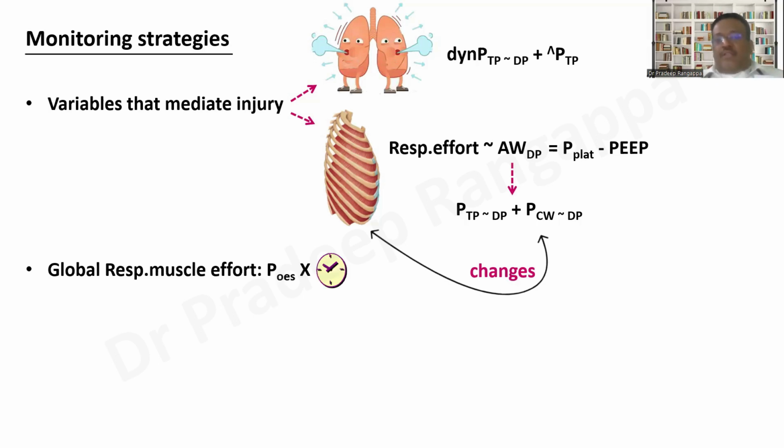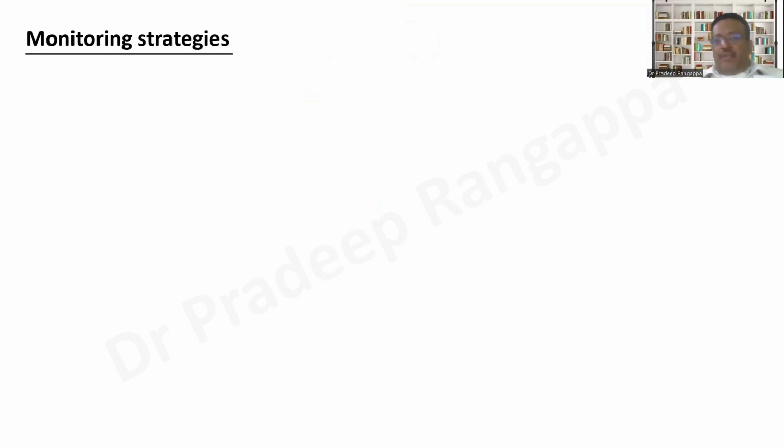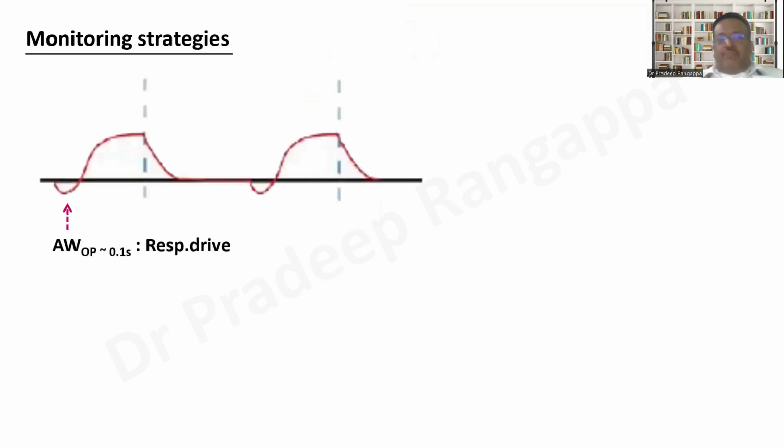Then there's something called global respiratory muscle effort, which is the esophageal pressure time product. Will not dwell into this. Then there are direct ways of measuring diaphragmatic function by electrical activity of the diaphragm. Basically, you put a probe on the diaphragm, measure its electrical activity, and the normal is put as 4 to 29 microvolts. That is something you can remember. Obviously, this is something which is unavailable, and maybe in future it may become available.